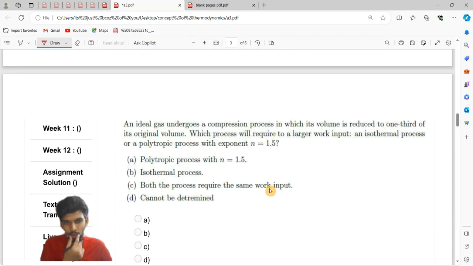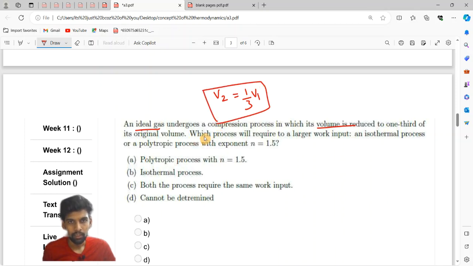Then coming to our fourth question, which is: an ideal gas undergoes a compression process in which its volume is reduced to one third of the original volume. So volume at state 2 is one third of volume at state 1. That's what it is saying. And the question is, which process will require a larger work input? As the ideal gas is undergoing compression, it is clear that we need to provide work from our side. Work input has to be provided rather than extracting work output, because it is a compression process. So they are asking which process will require larger work input.